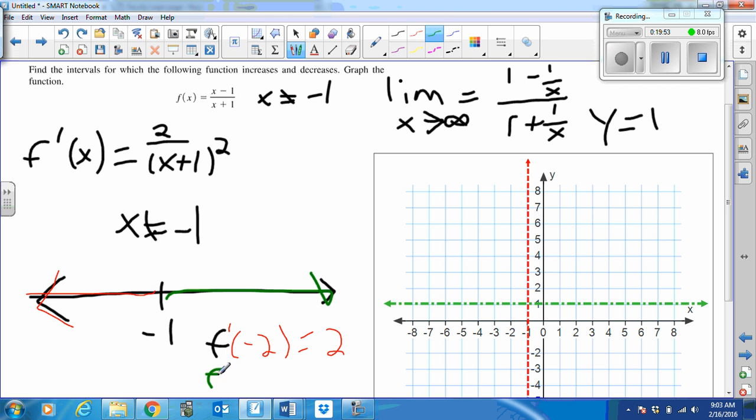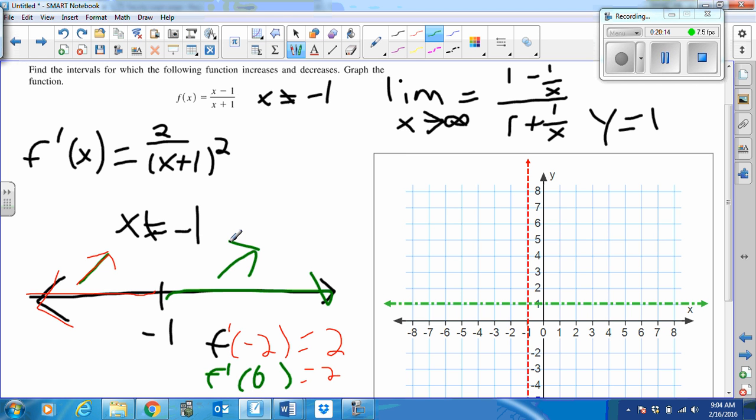And then let's go ahead and test this region here, and we're going to plug in 0 for that. So let's do f prime of 0. We know that the first one is increasing, from that point we just tested. And when we plug in 0, we also get 2. So we know that it's also increasing on this interval.